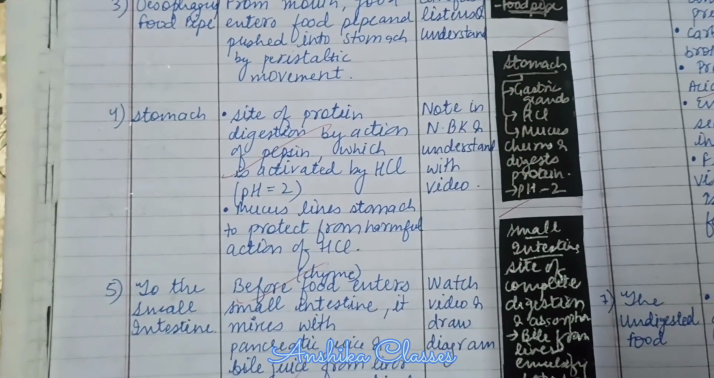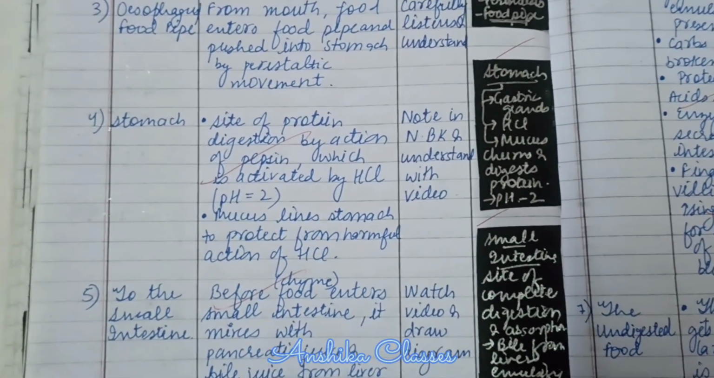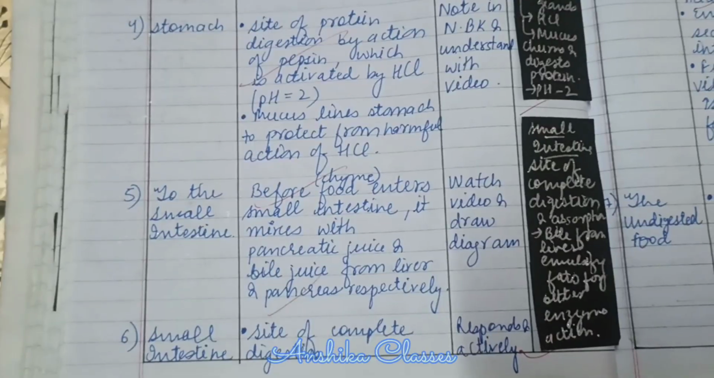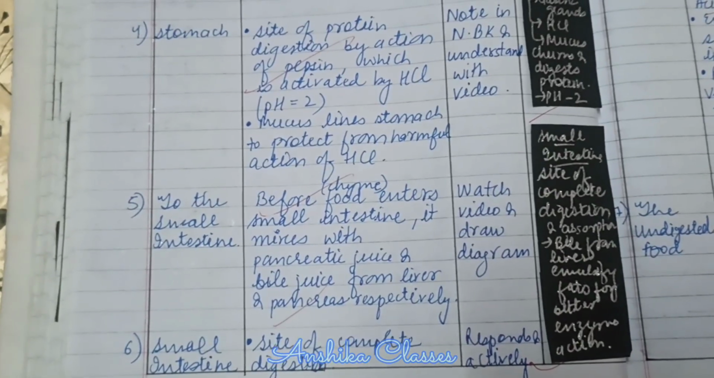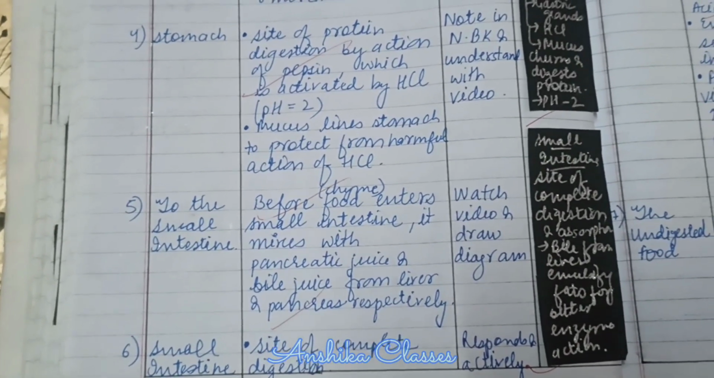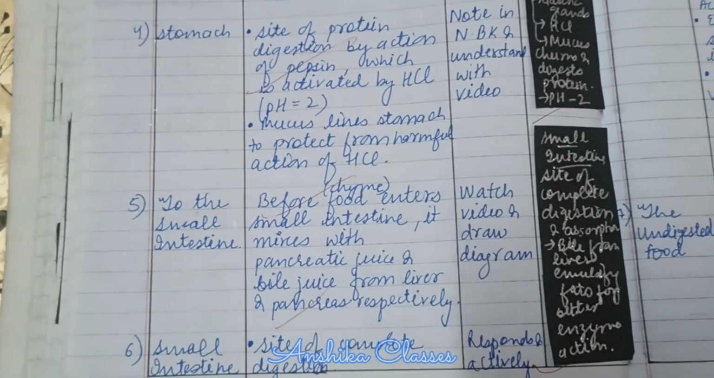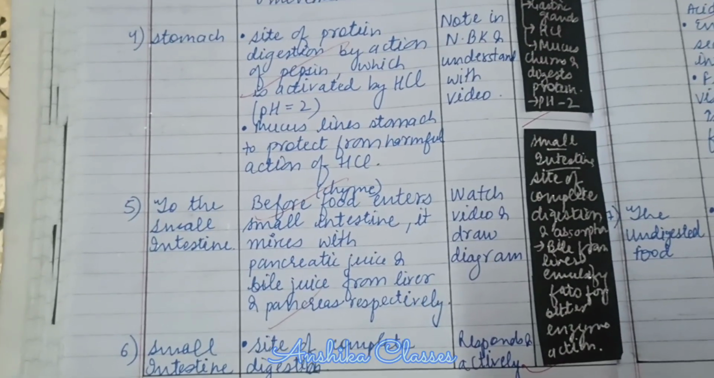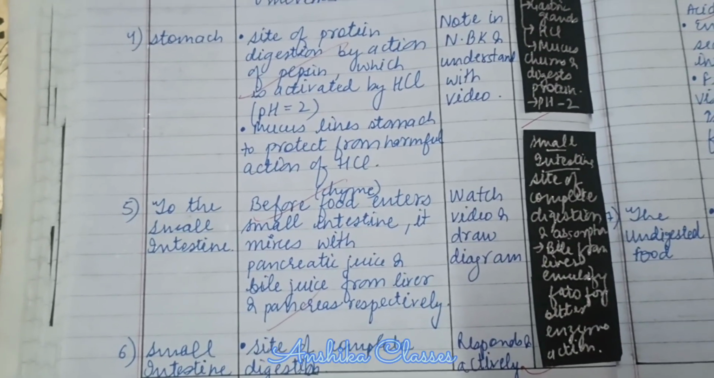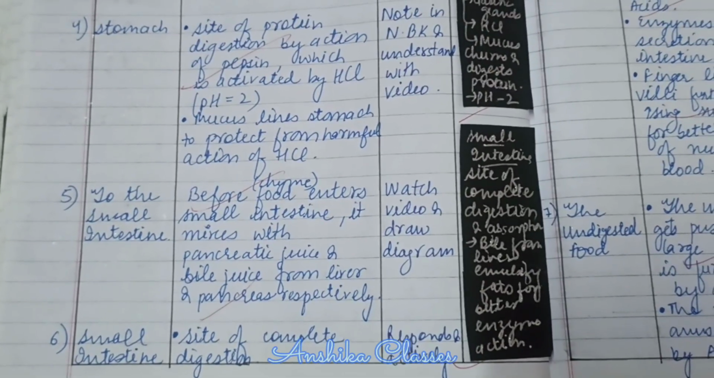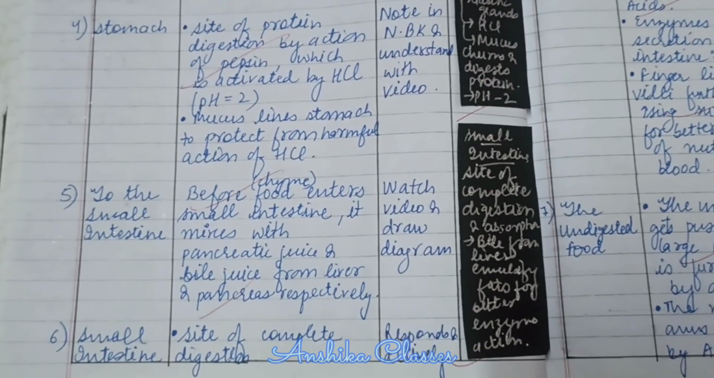Stomach churns and digests the food. In the stomach, gastric glands are present. The semi-digested food called chyme now enters the small intestine. In small intestine, it mixes with pancreatic juice and bile juice. Small intestine is the site of complete digestion and also the absorption.